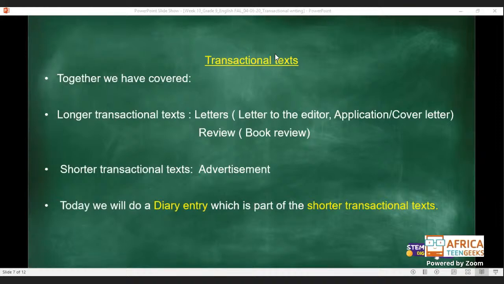So this question is for everybody. Why do you keep a diary? And for those that don't keep a diary, why don't you keep a diary? So you can just answer those questions and we can look at your responses.